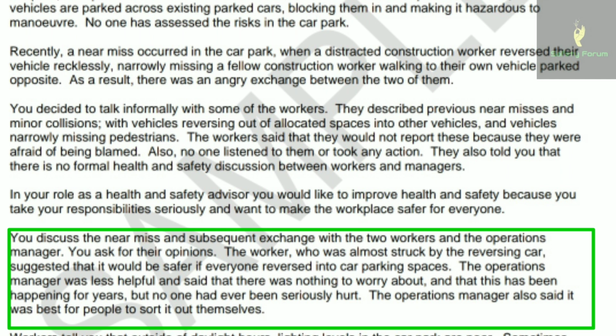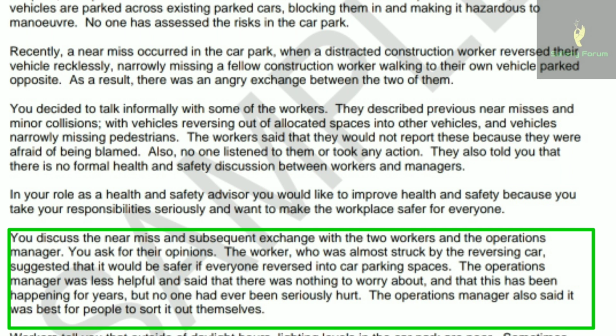Like in most of the companies everywhere, they used to park their car in reverse manner, so that it will be very easy to take out the car during any emergencies, and also it will prevent this kind of collisions, this kind of near miss or incidents. So you understood, right? This was a good suggestion from that worker.